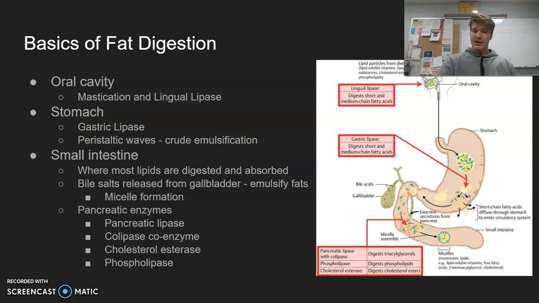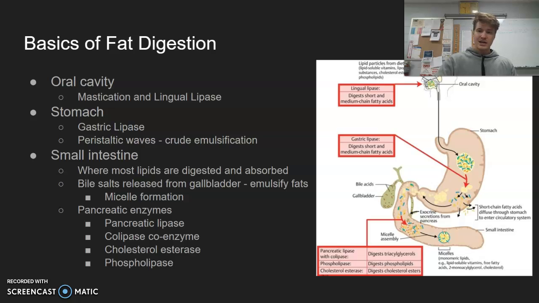Then moving on to the stomach, we have gastric lipases. Down here we also have lingual lipases being somewhat active, not as active as they are in the mouth, breaking down triglycerides. And then we have some mechanical breakdown, forming these crude emulsifications, breaking up the aggregates of lipids using the peristaltic waves of the stomach.